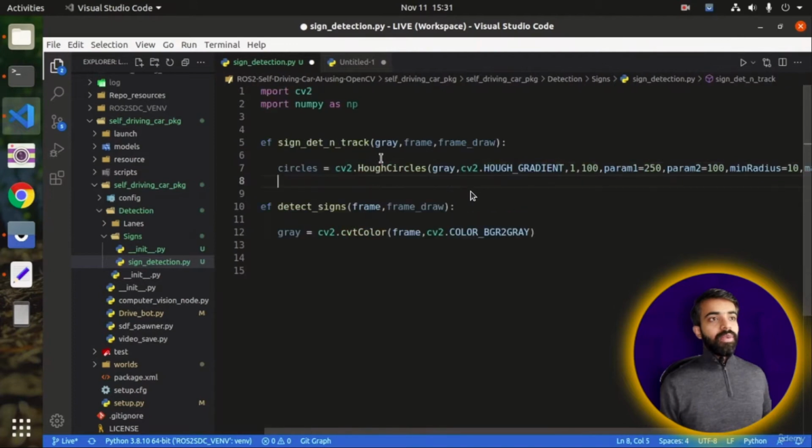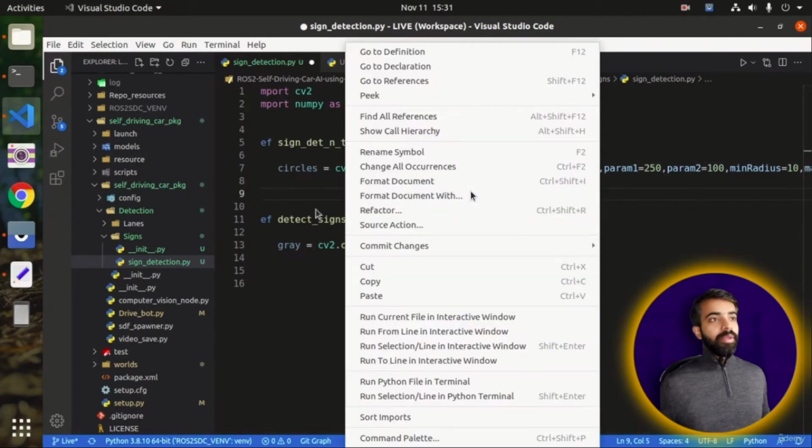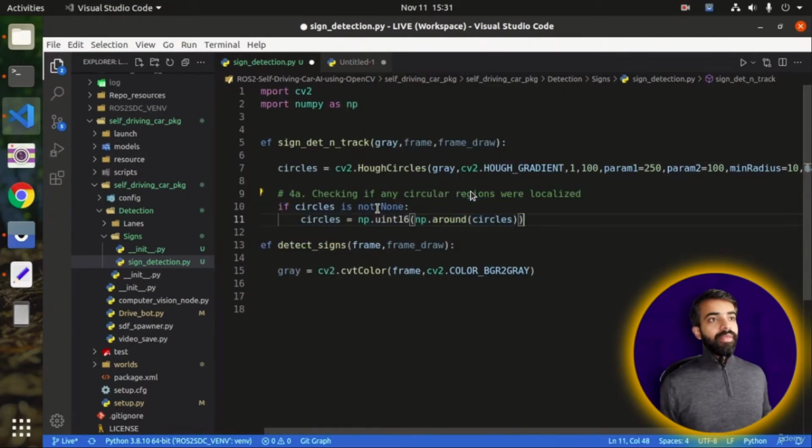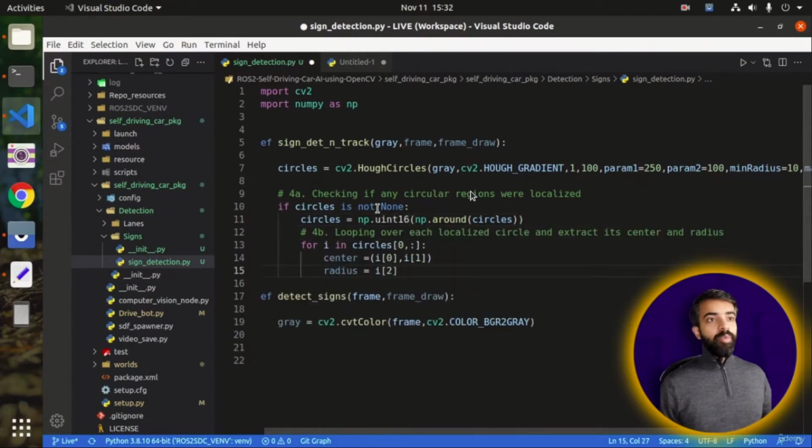Now once we have these circles localized by the Hough circles function, we move on to implementing the next step. For the next step, we simply check if any circular regions were localized or not. Now, if the circular regions were localized, we simply convert them to unsigned integer 16. Then we move on to the next step, that is looping over each localized circle and extracting its center and radius. Now, this center and radius will be used to extract that particular region so that we can display to the user or train later on.